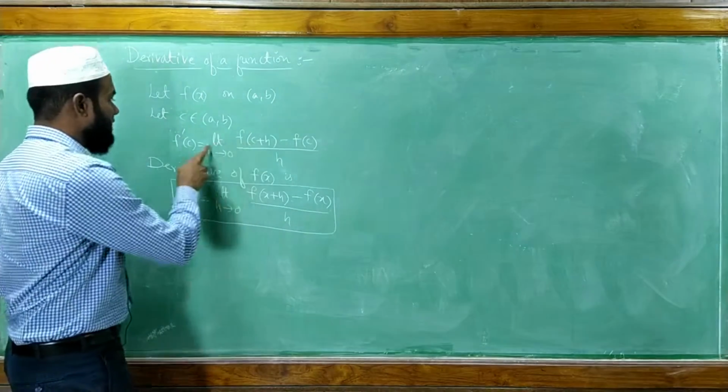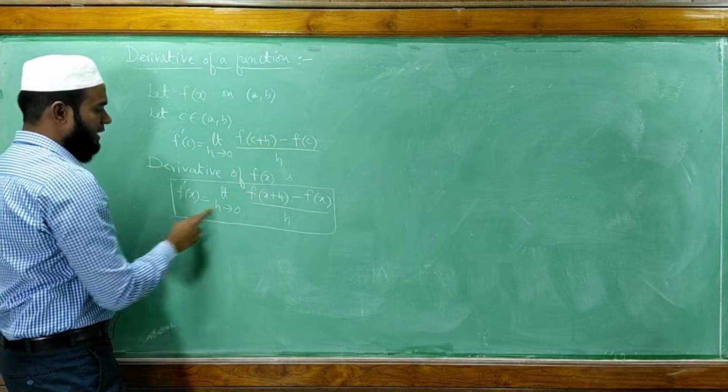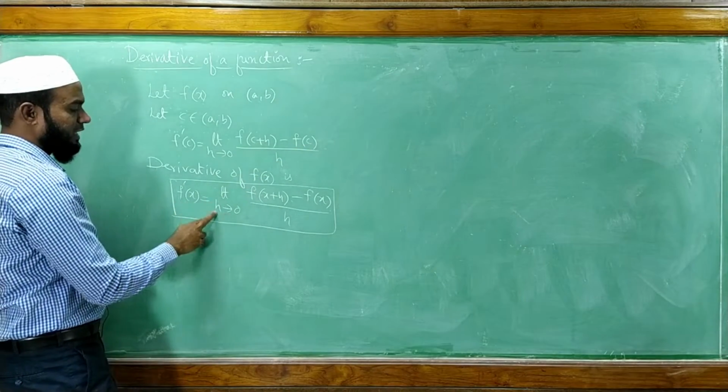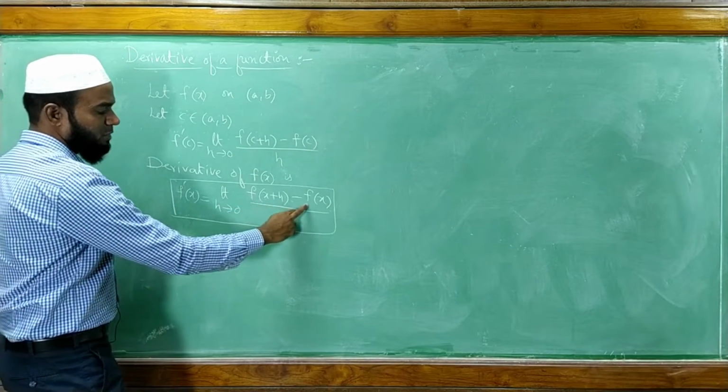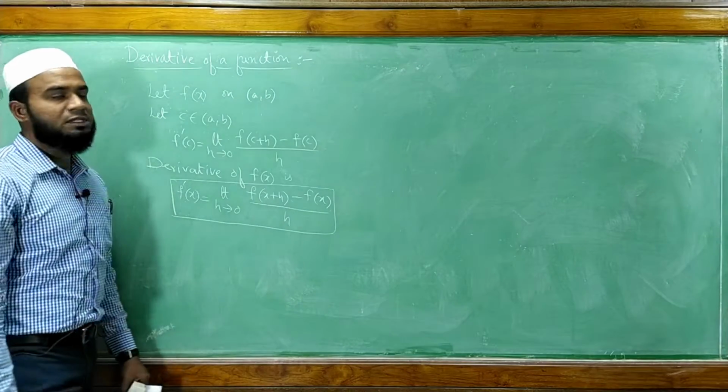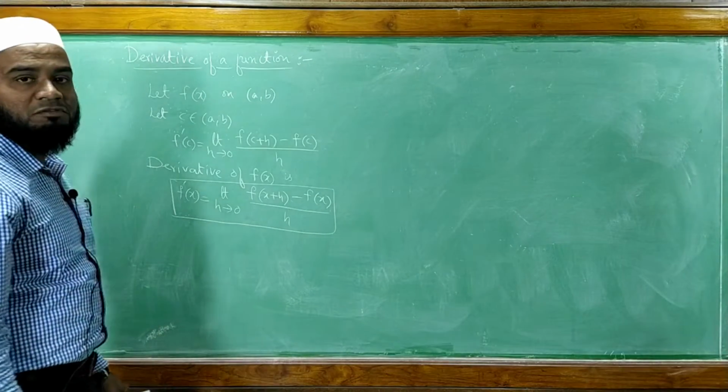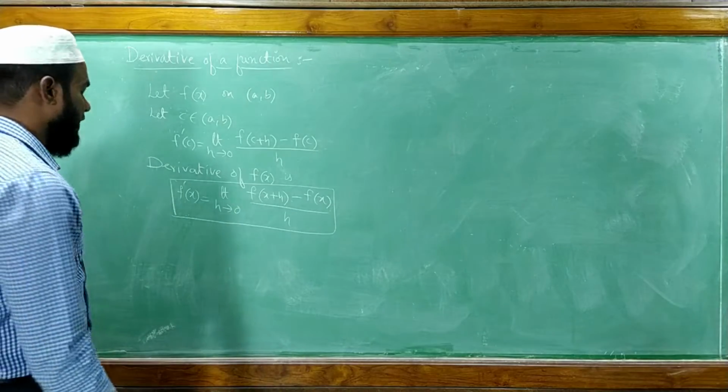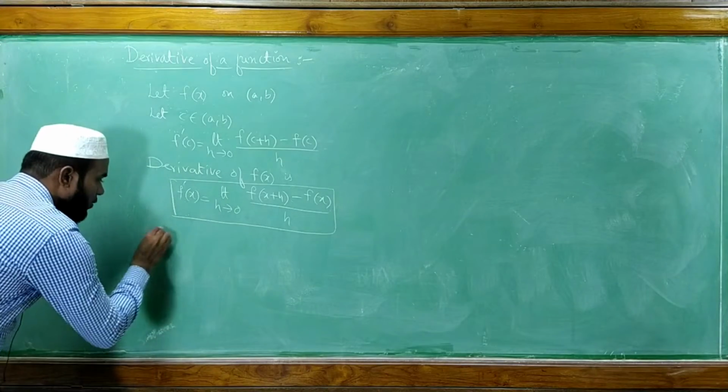What we are doing is replacing c with x. Then we get f dash of x equals limit h goes to 0, f of x plus h minus f of x by h. So this is the definition of derivative of a function at any point. Okay, I'll make a note here.